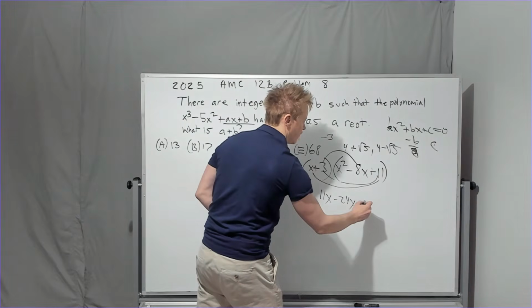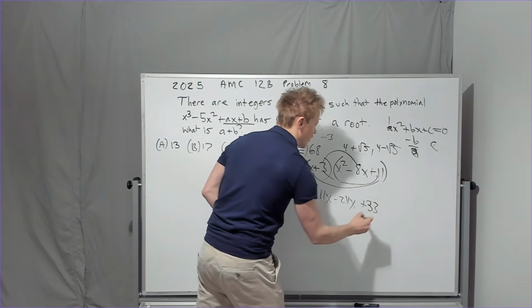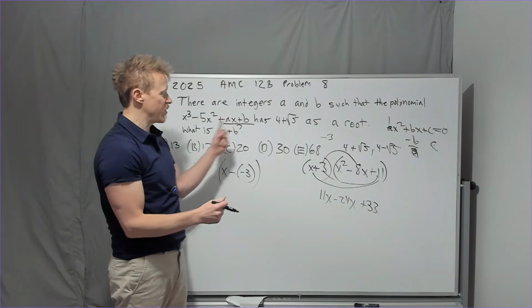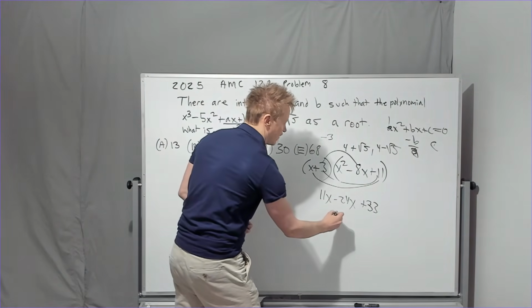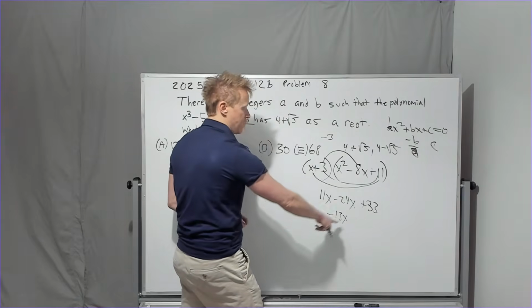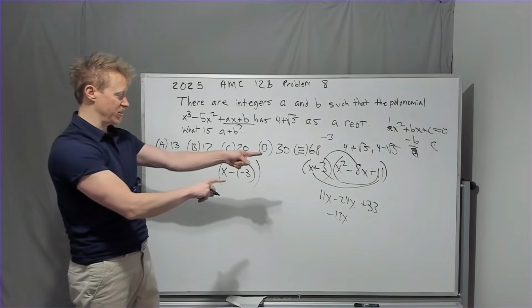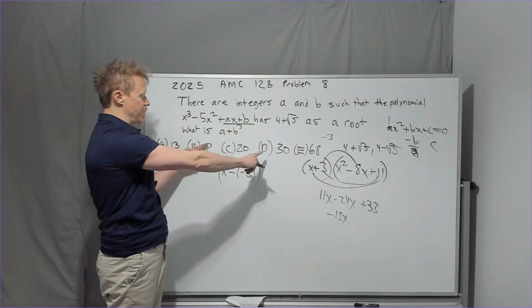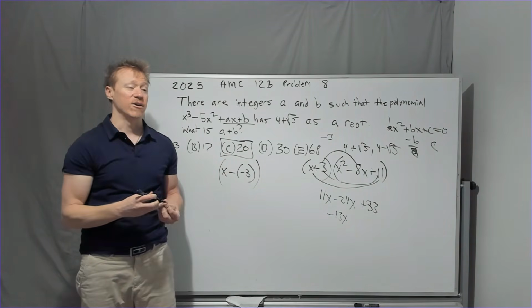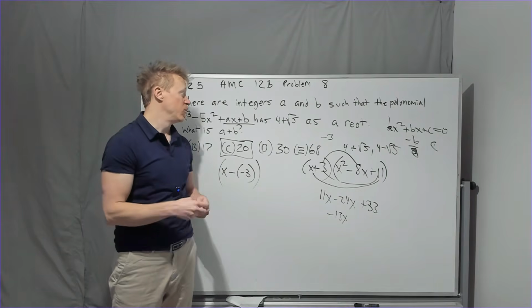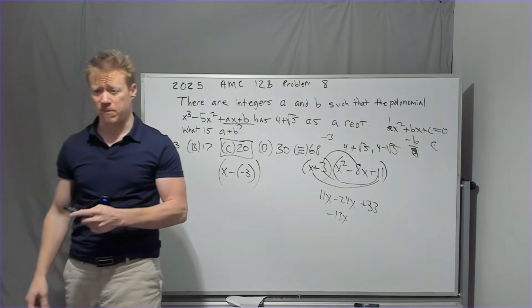And 3 times 11 is plus 33. Those are the only things that will affect ax plus b. So you're going to have negative 13x plus 33. The negative 13 and 33 are your a and b. You're going to add them. You're going to get 20. And you're also going to be very, very happy with your speed. Let's get to problem 9.